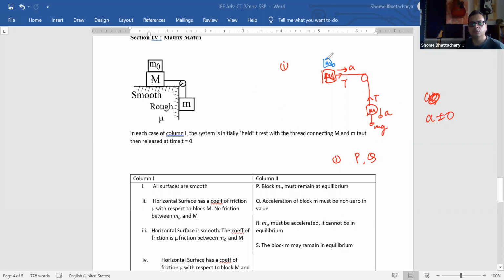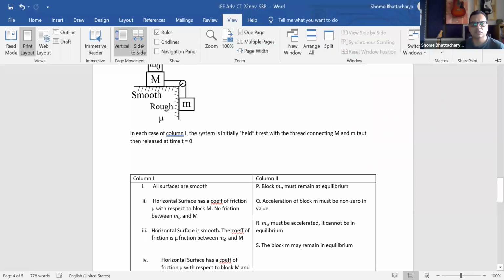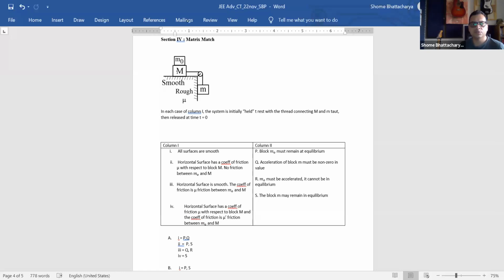So far I'm getting P and Q, but I'll have to scroll down actually. Okay, wait a minute. I just have to minimize this a little so that we can see everything in one diagram. Let's see. Oh, so there are these many options only. Just a minute.